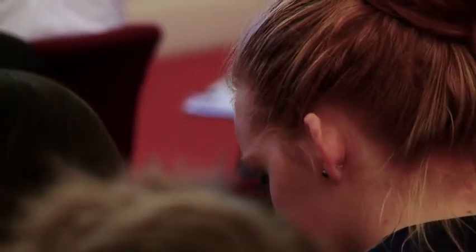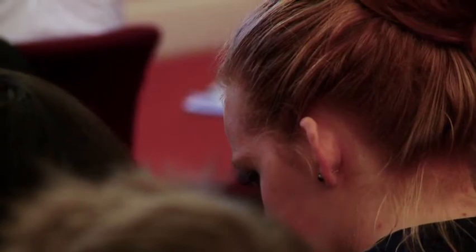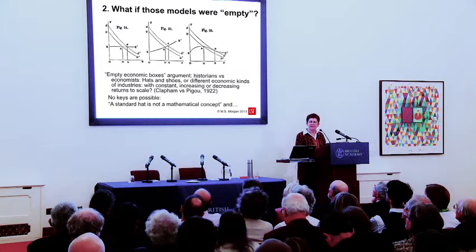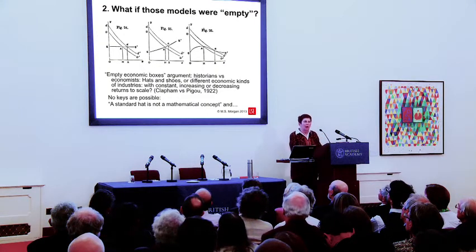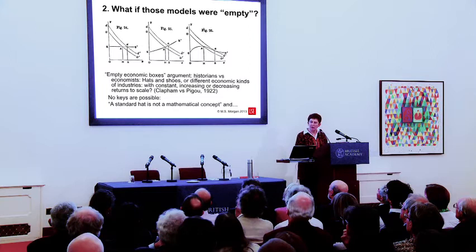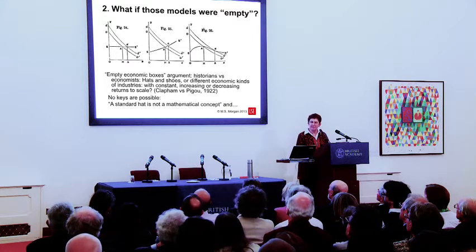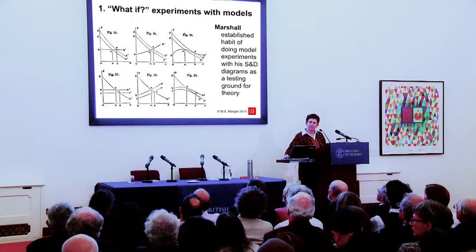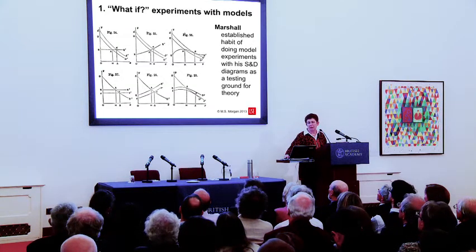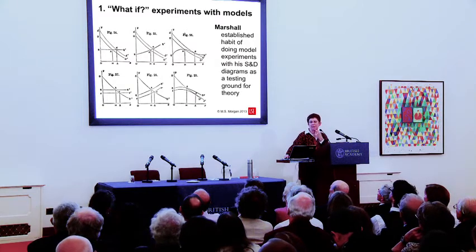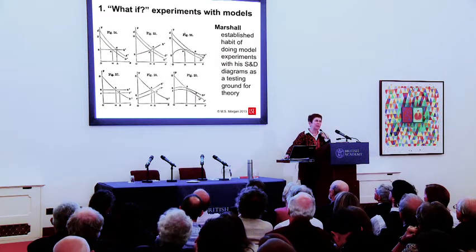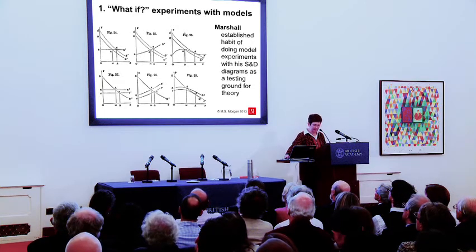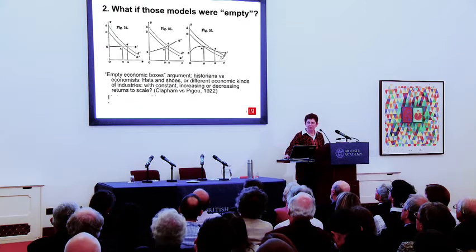Then there's a kind of debate about what's going on here. I mean, there's lots of debates, but the one that I want to focus on is an argument that says these models are empty. It's called the empty economic boxes argument. It pits historians against economists. And you can see that what I've got there is the top 3 of those diagrams, each of which has a different shaped supply curve. It's horizontal in the first one, upward sloping in the second one, and downward sloping in the third one.